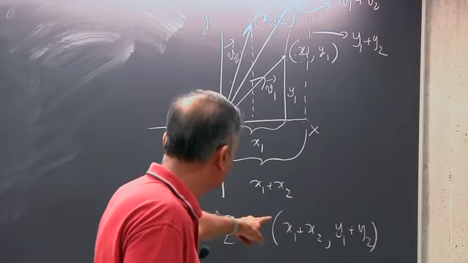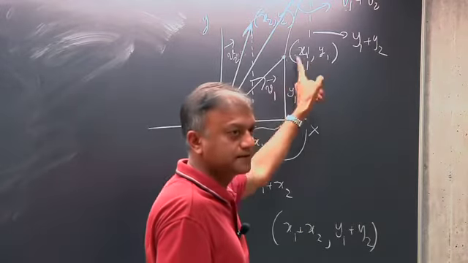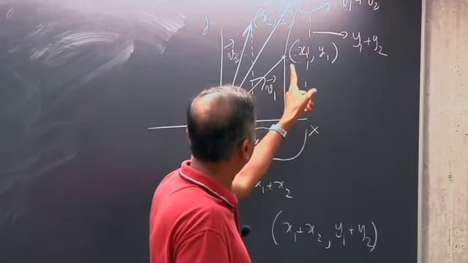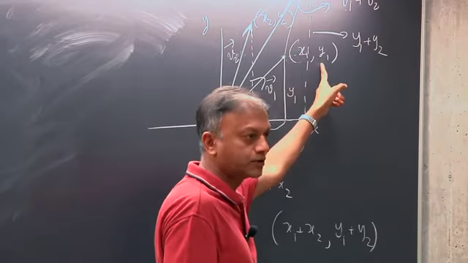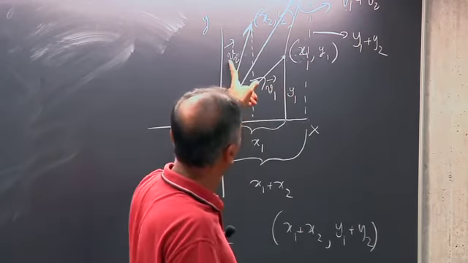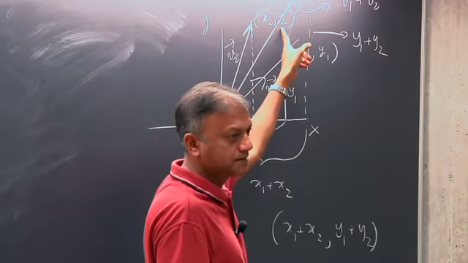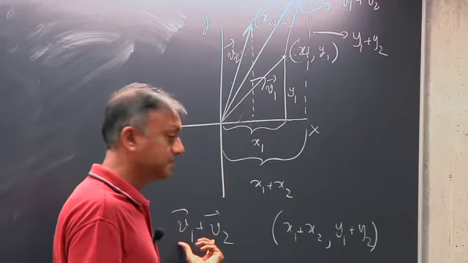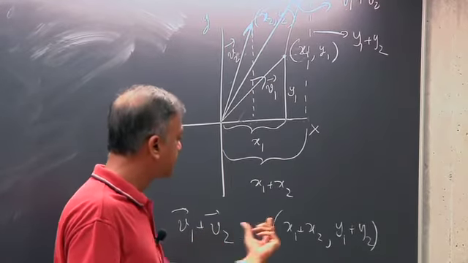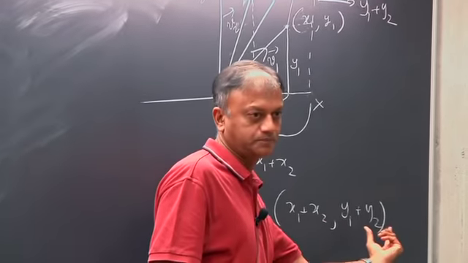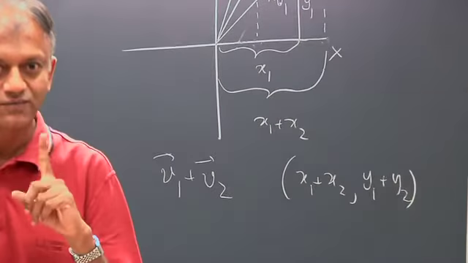These are called the components of the vectors, right? x1 and y1 are the components of the vector v1. Similarly, of vector v2, x2 and y2 are the components. Then the sum of the two vectors, v1 plus v2, its components are x1 plus x2 and y1 plus y2. Okay. So this is one notion.